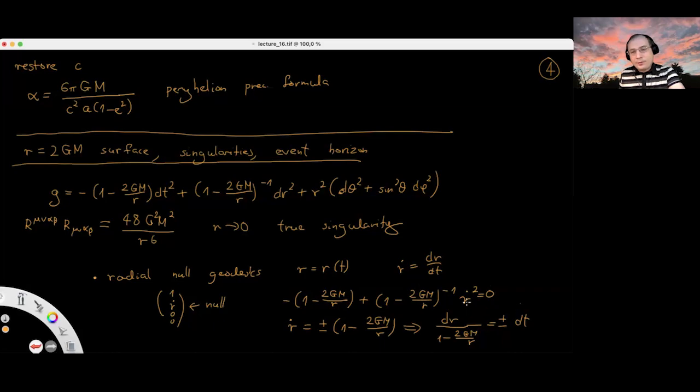I will not bother you with solving this step by step. I will just show you the solution. The solution is simply, we define something called the tortoise coordinate.